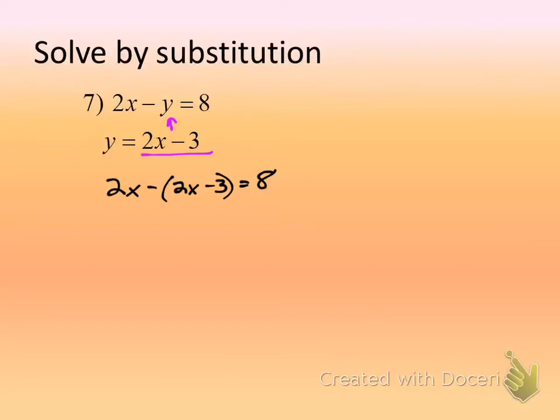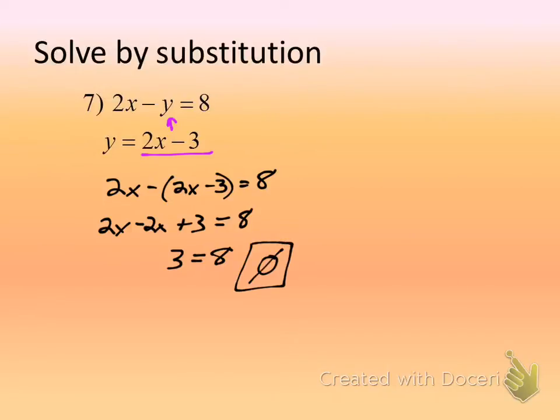Starts with a D. Switch them, which would mean you distribute. All right. So 2x minus 2x plus 3 equals 8. 2x minus 2x gives you 0 again, so you get left over with 3 equals 8. True or false? False. So what is your answer? No solution. That doesn't change.